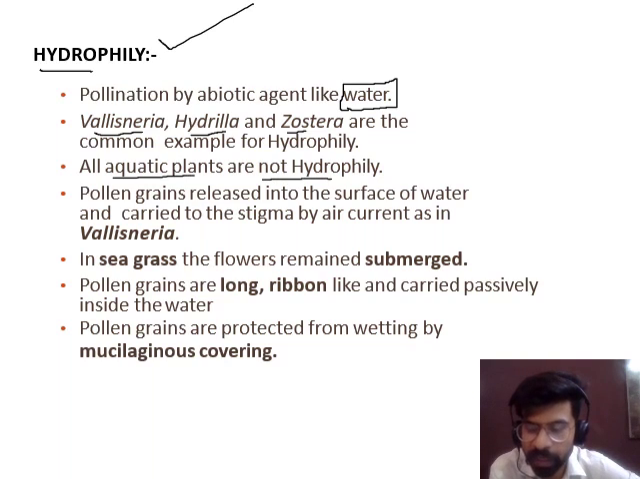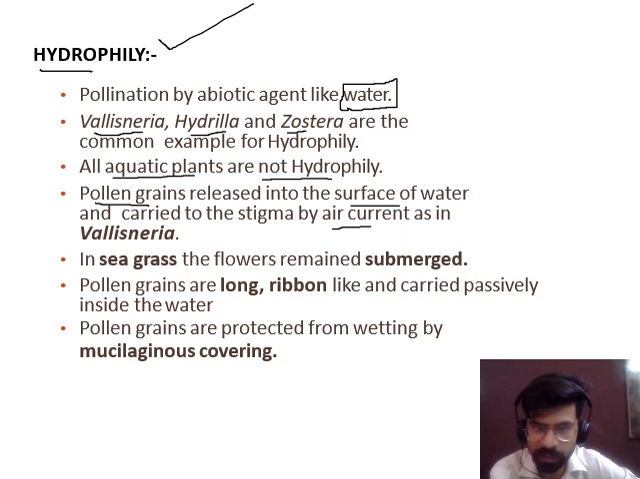Suppose 100 plants live in water. It is not necessary that all of them will show hydrophily. Next, fourth, pollen grains are released onto the surface of water. Means pollen grains are released in the water, and through water they are transferred. Sometimes air can also be used. If air flows, then the water will also flow, so it will help to carry the pollen grain from one place to another place.